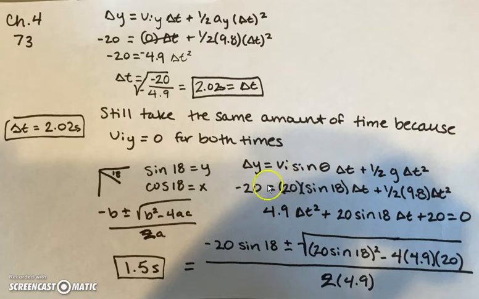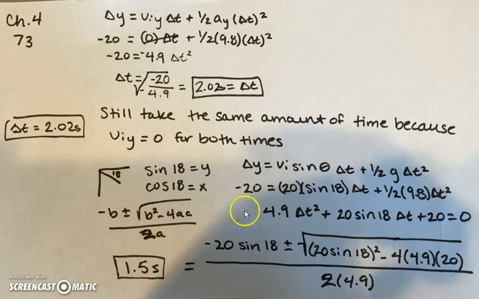Your initial velocity is 20 meters per second, and sine of theta, or sine of 18 degrees, times delta t, plus 1/2 times 9.8 meters per second squared, delta t squared. Once you distribute and move everything around, you get 4.9 delta t squared plus 20 sine 18 degrees delta t plus 20 is equal to 0.